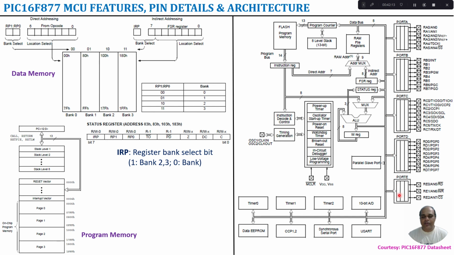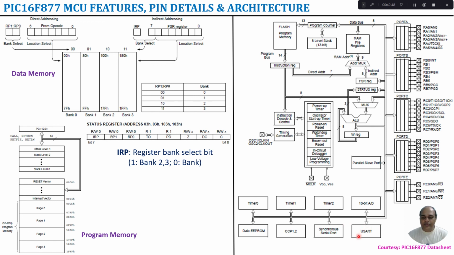We have other peripherals like a 10-bit A to D converter and 3 timers: timer 0, timer 1, timer 2. Timer 0 and timer 2 are 8-bit timers. Timer 1 is a 16-bit timer. We can configure these timers in timer mode or in counter mode. In timer mode, the incrementation of the register happens with respect to the clock frequency, whereas in counter mode, the incrementation of the register happens with respect to an external event.